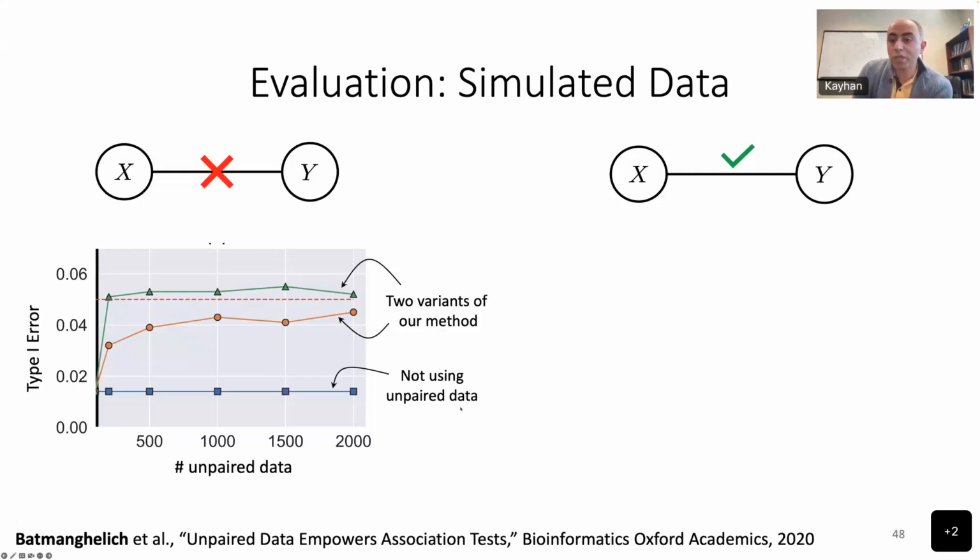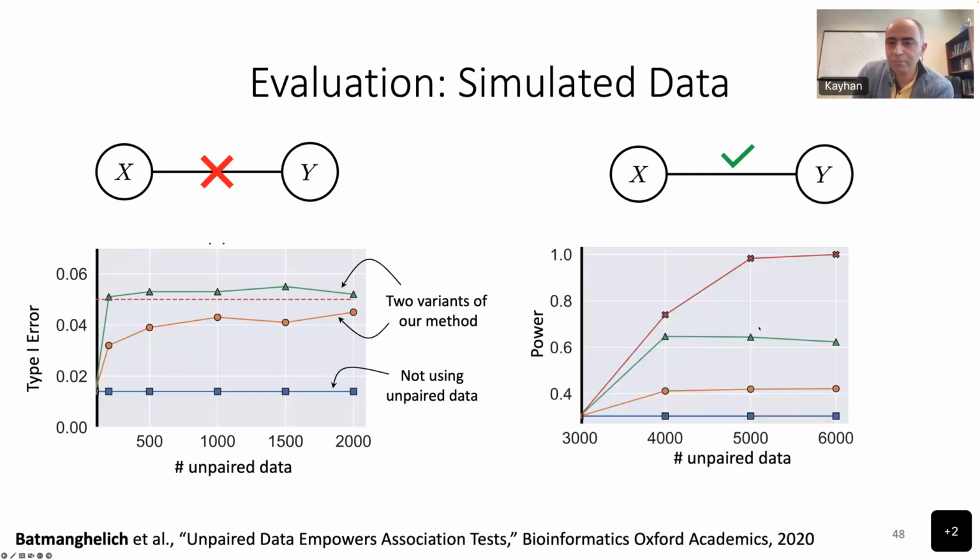Under the assumption that modalities are related to each other, we have to look into the power. Again, y-axis is the power. X-axis is the number of unpaired data that we are adding to the model. The blue line represents the method that does not take advantage of unpaired data set. As a result, their power stays the same no matter how many unpaired data set you add.